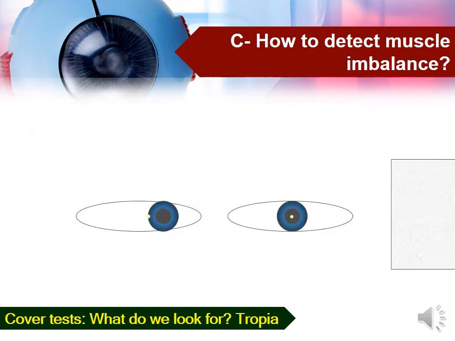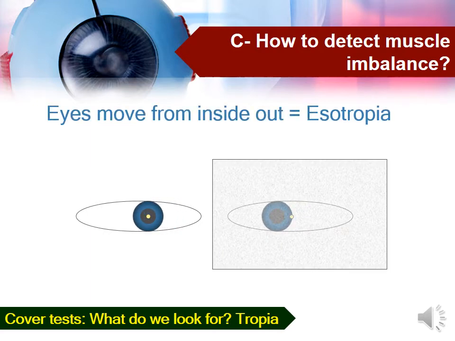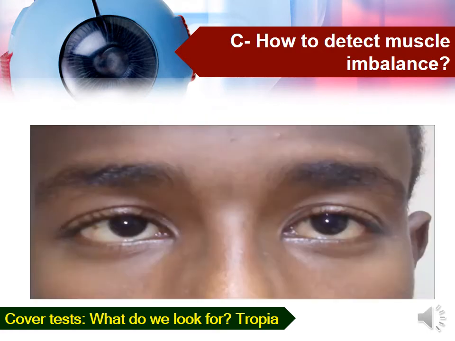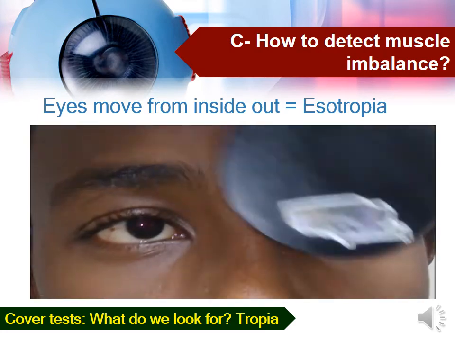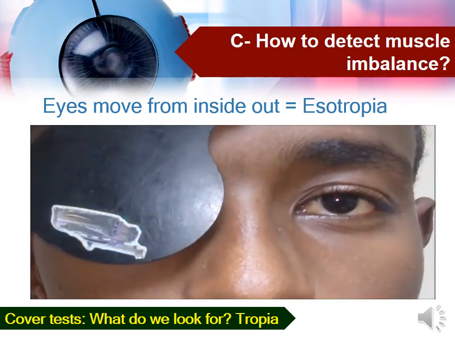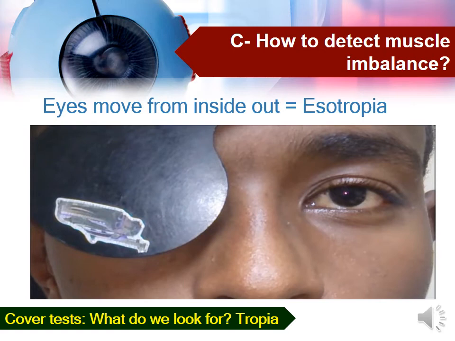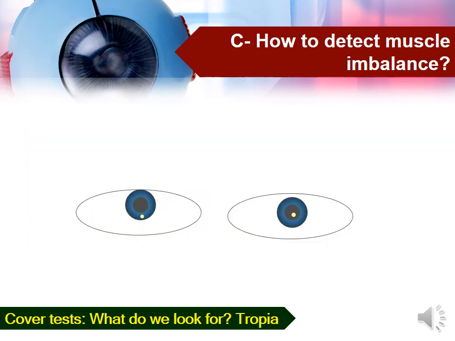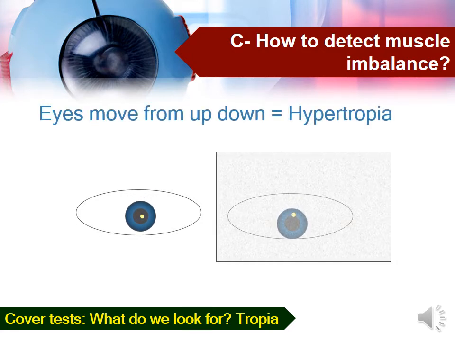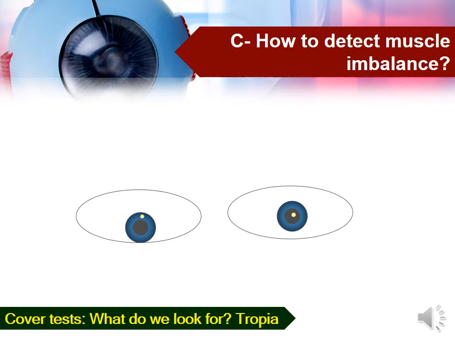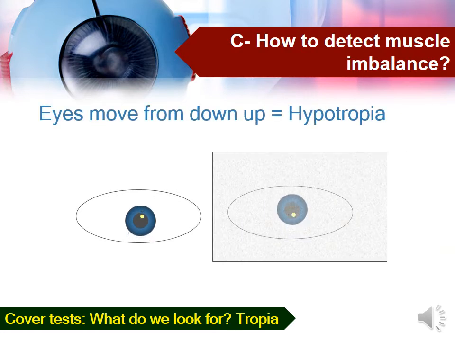If the uncovered eye moved from inside out on covering the other eye, this means that the eye was esotropic. You can see here that the eye is convergent and moves from inside out on covering the other eye. If the uncovered eye moves from up down on covering the other eye, this means that the eye was hypertropic. And if the uncovered eye moves from down up on covering the other eye, this means that the eye was hypotropic.